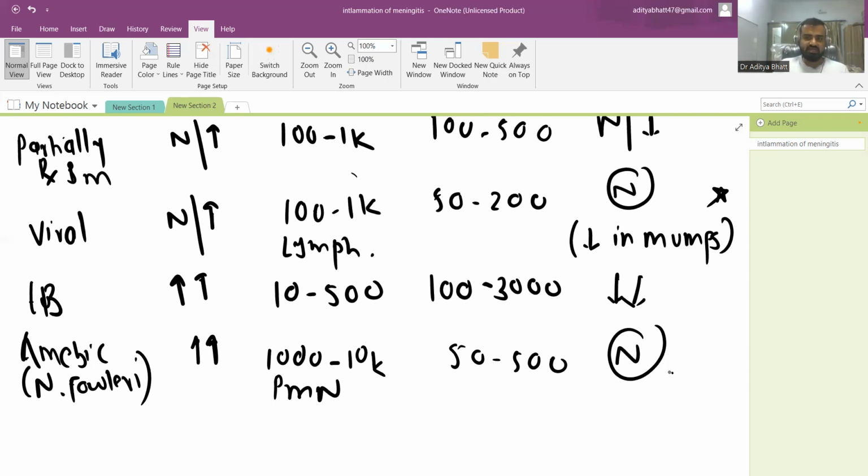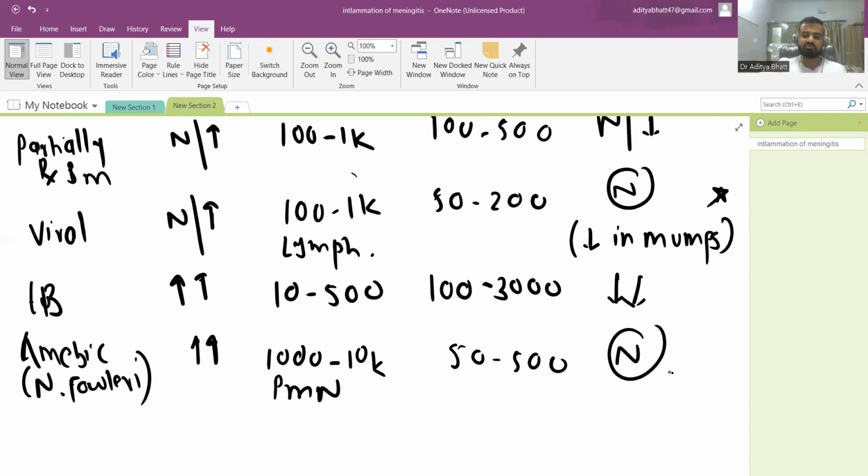Now there are also other causes of encephalitis like autoimmune encephalitis. Autoimmune encephalitis is diagnosed by the presence of anti-NMDA. NMDA is a type of glutamate receptor. If you find anti-NMDA receptor antibodies, then it is autoimmune encephalitis. Again, it is non-infectious encephalitis.